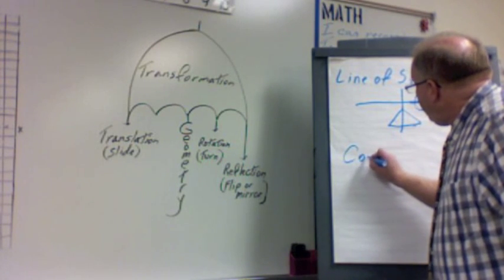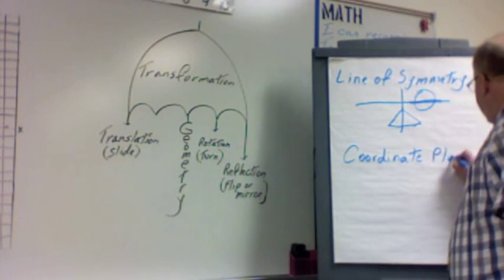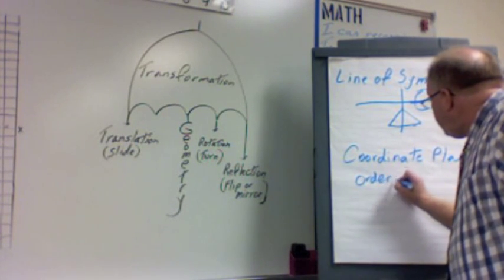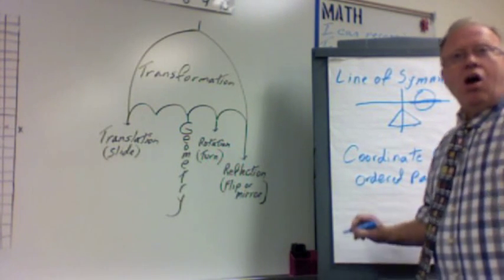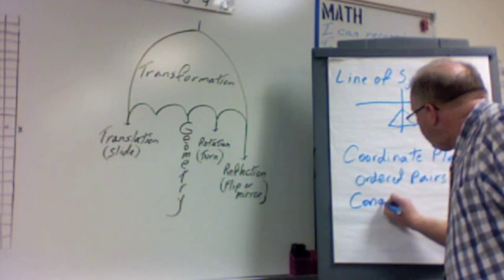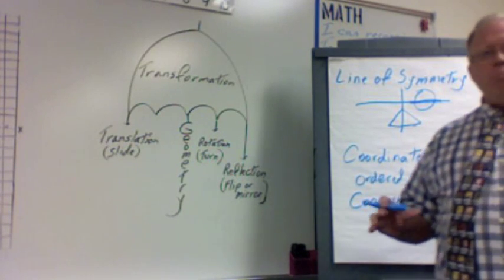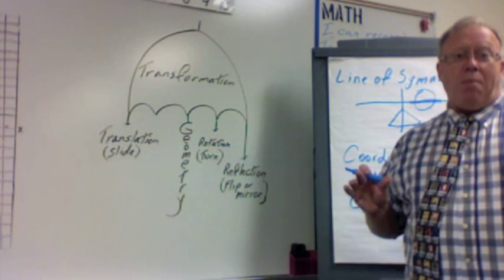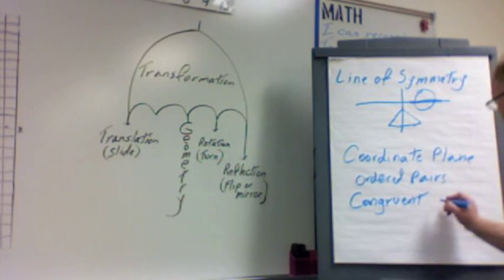Coordinate plane. Ordered pairs. Also, congruent. Now that may be a new one to you. Congruent is simply an object or a shape that remains the same size and shape no matter where it moves to. That's called the side, side, side rule. So you may want to jot that down.